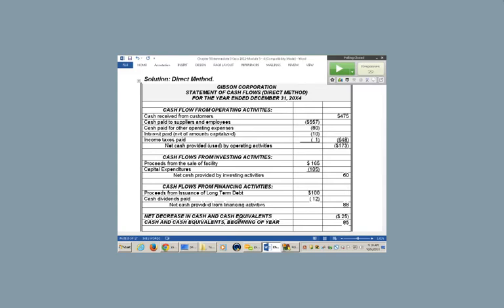Yeah, it would be in a footnote to the financials. We'll show you that in a moment. All right, so any other questions about the non-cash event that does not go on the cash flow statement?